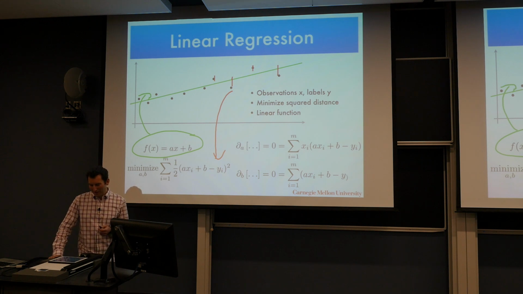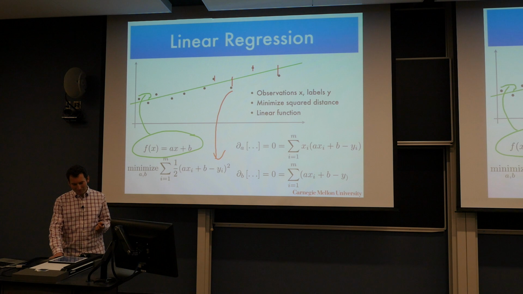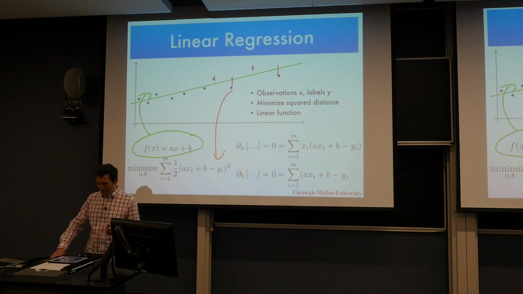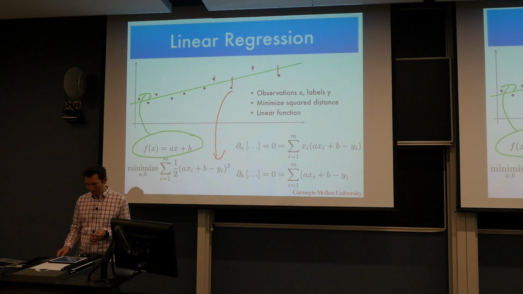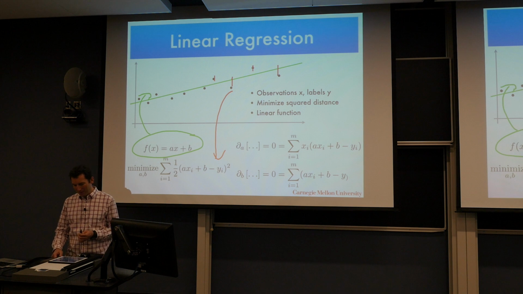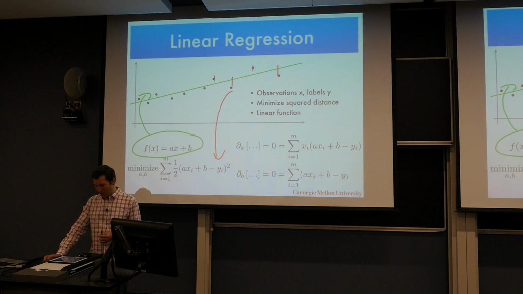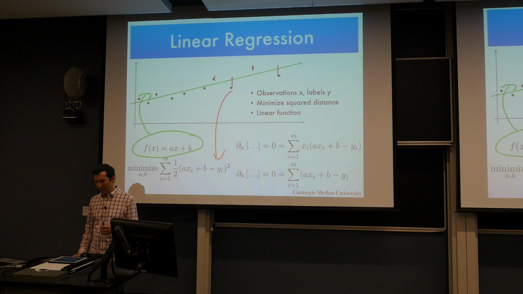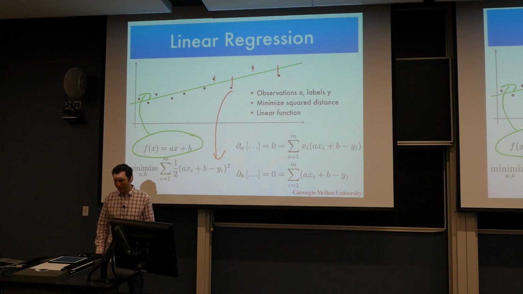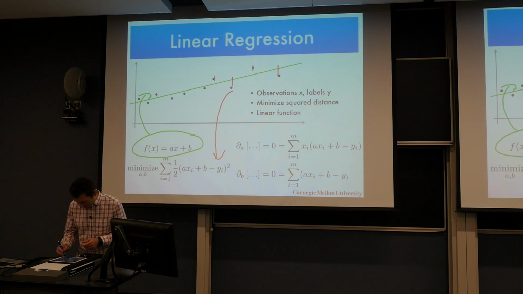And so I can take the derivative with regard to a. What I'll get is just the sum over i goes from 1 to m, xi times (a xi plus b minus yi). And then I also get the condition on b. The condition on b is the same thing, the sum over all the i of a xi plus b minus yi. Yeah, there's an i missing here.